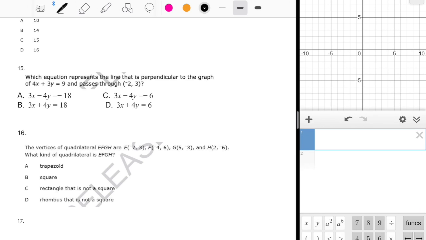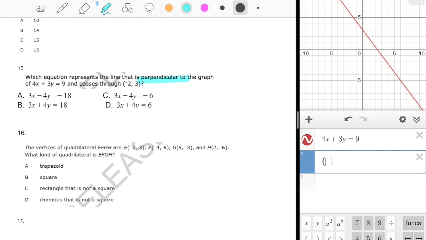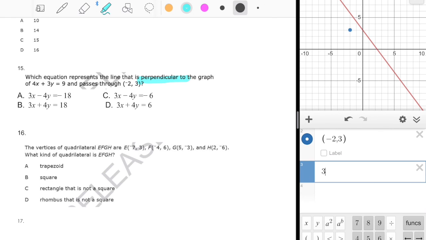All right, so for number 15, it says, which equation represents the line that is perpendicular to this graph and passes through this point? So we're actually going to do this one on Desmos this time, just so you can get some practice using Desmos if it's calculator active. So remember, to be perpendicular, that means it needs to intersect at a 90-degree angle. So I'm going to graph my original, and I'm going to graph my point. And when I look at this, I need to find a line that goes through that point and is perpendicular.